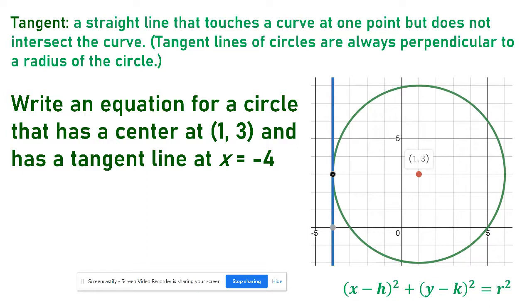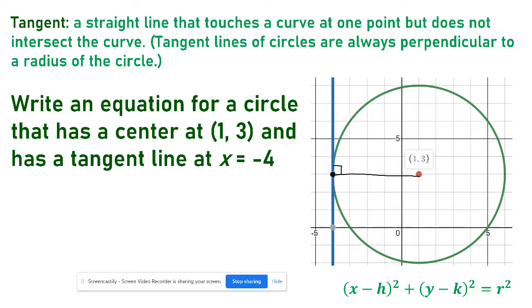So this tangent line, if you look at this picture in the lower right, the blue line is a tangent line. It hits the circle at this point, -4, 3. And if you draw a radius from that point into the center of the circle, you'll see that radius is perpendicular to the tangent line. So that's a property that tangent lines have with circles. But here it says write an equation for a circle that has a center at 1, 3 and a tangent line at x equals -4.